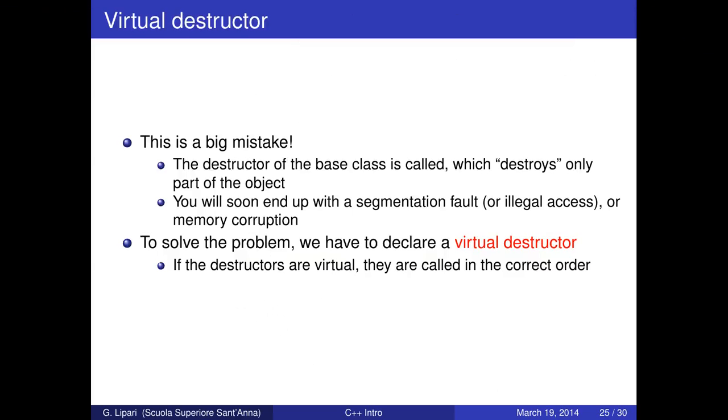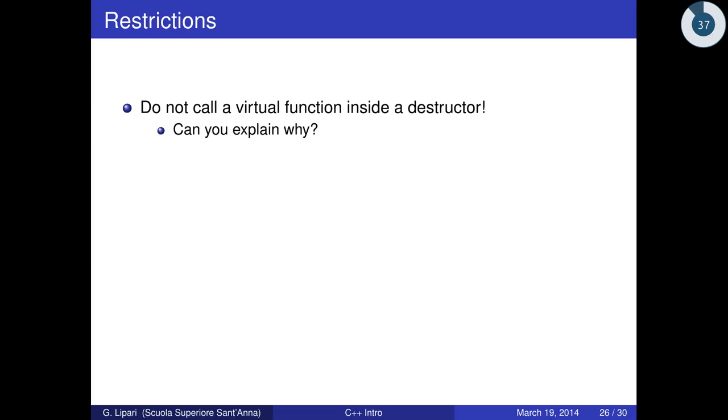So the destructor of the base class is called, which destroys only part of the object, and even if not immediately, sooner or later you may end up with a segmentation fault or illegal access or memory corruption. To solve the problem, we have to declare a virtual destructor, so that if the destructors are virtual, the call is done at runtime. We're using dynamic binding, and so these are called in the correct order.